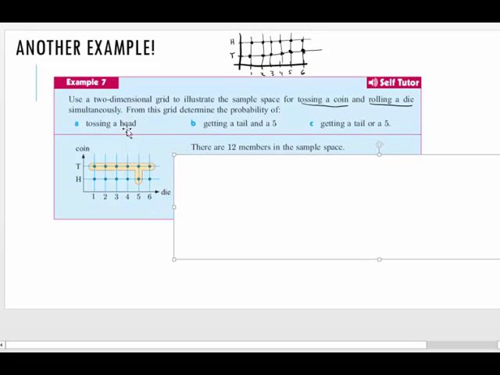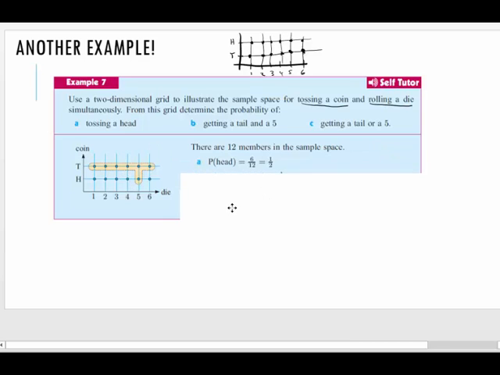Okay? So the first one says tossing a head. Does the die even matter? Well, let's take a look. We have the probability of tossing a head. There are 2 possibilities: either heads and a number 1 through 6, or tails and a number 1 through 6. And so tossing a head with this particular thing is 6 over 12, which is 1/2.